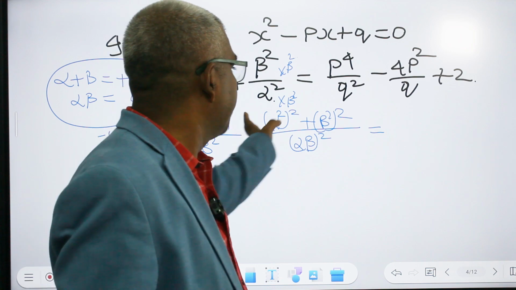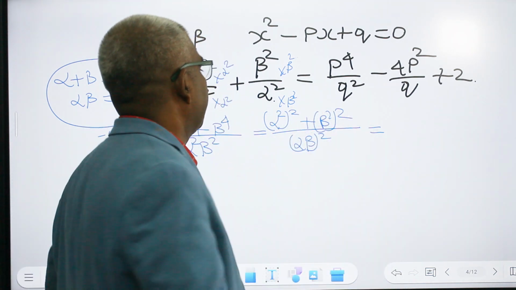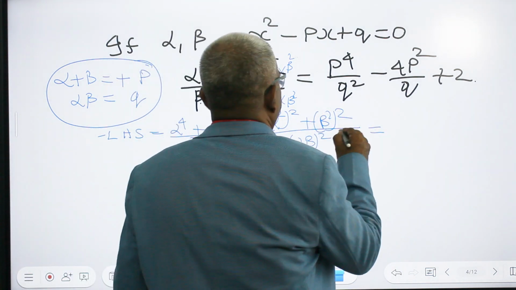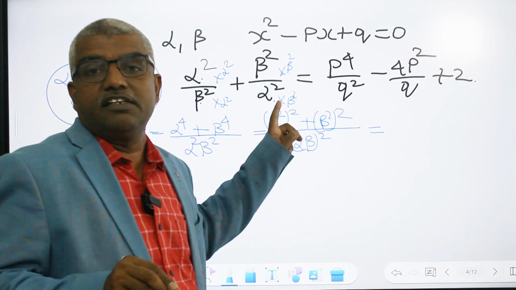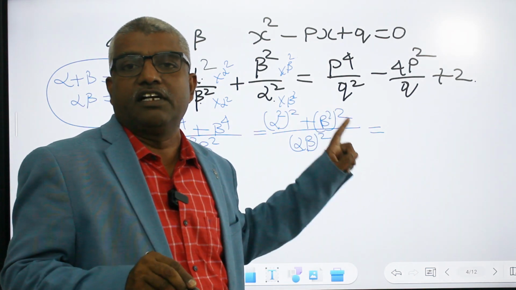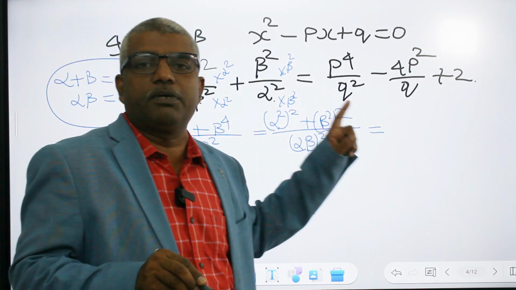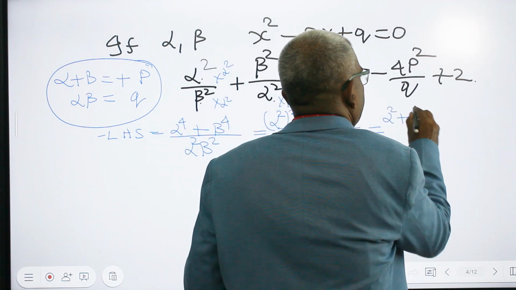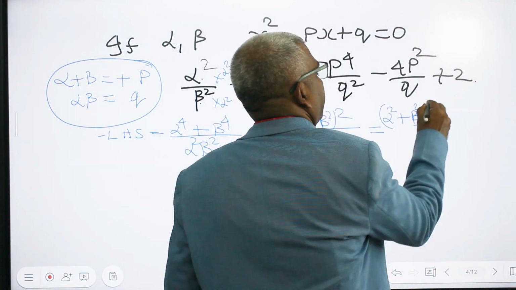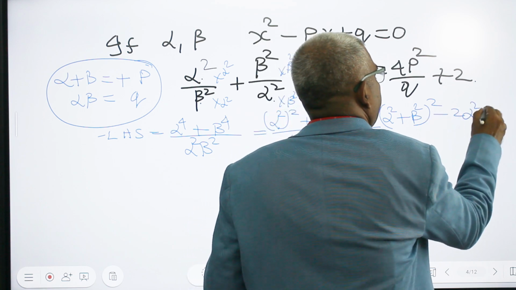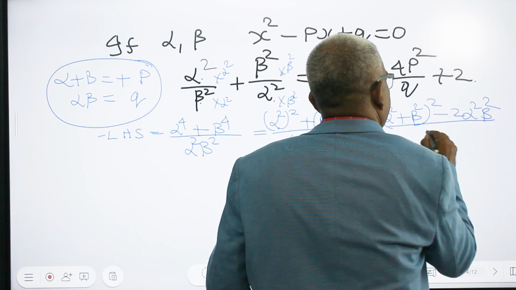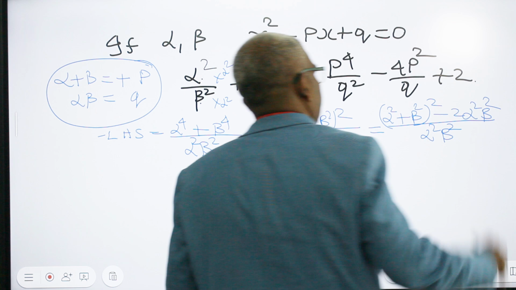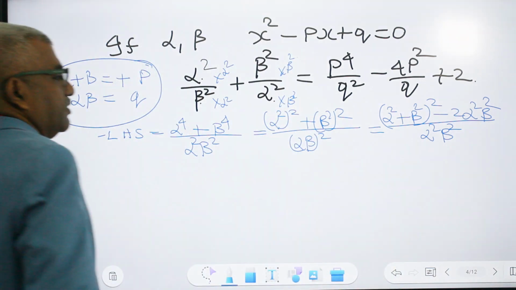So what we have to do, again, it is a squared plus b squared. Here what is a? Alpha square. What is b? Beta square. A squared plus b squared is a plus b whole square minus 2ab. So this is a plus b whole square minus 2ab divided by, got it?